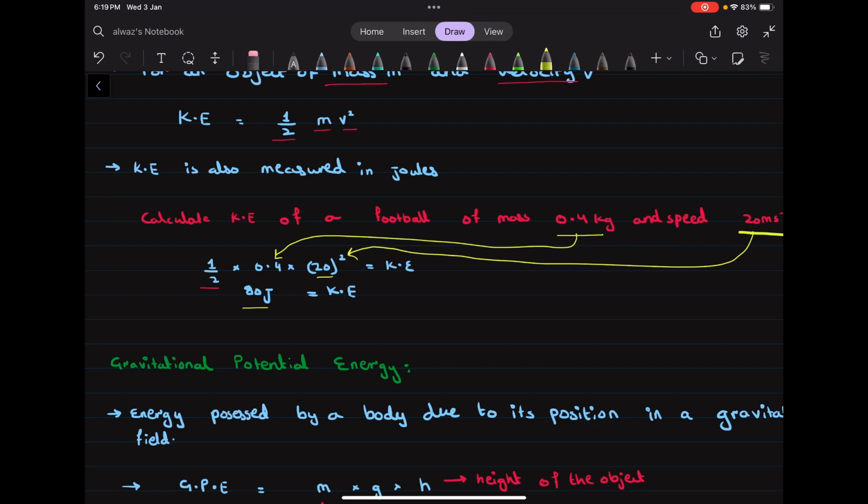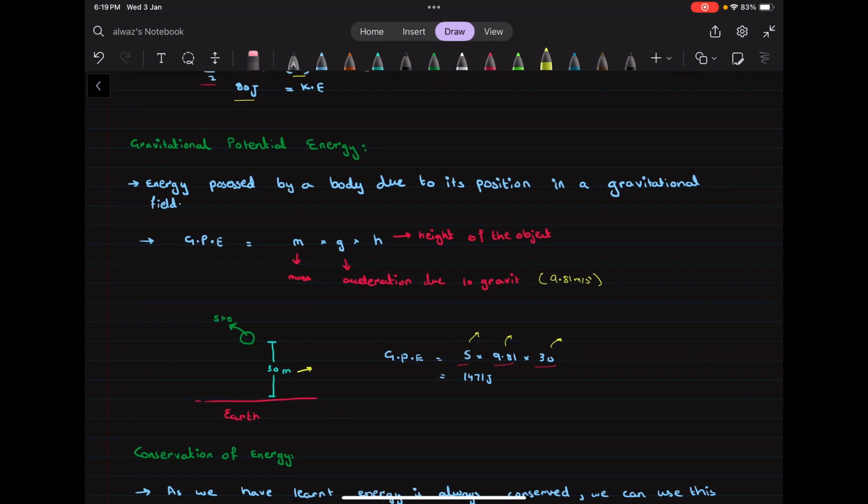So we use this formula to calculate the kinetic energies of different objects in our lives. Maybe it's our cars, maybe some sort of things which are falling or moving. And we'll see different examples while we do the example questions.